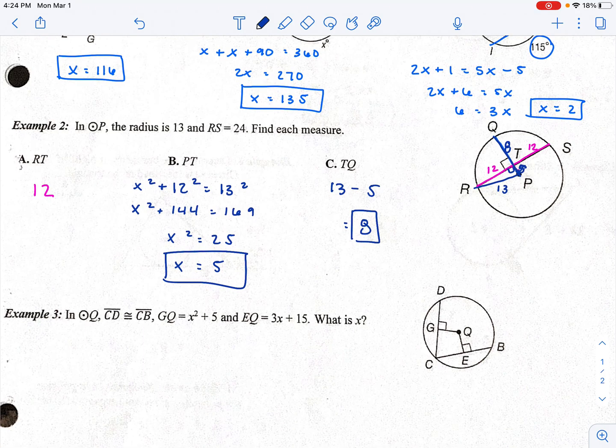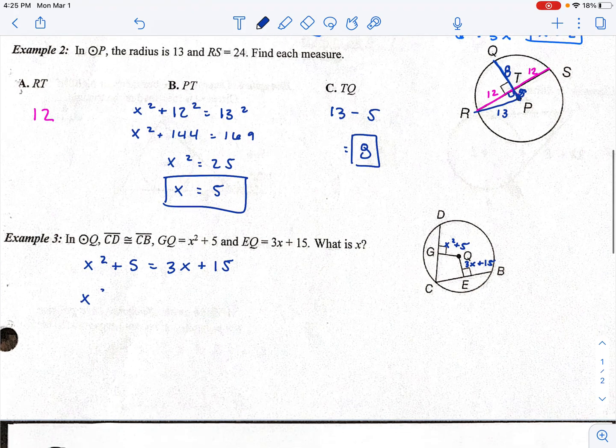All right, last one here. It says QG is x squared plus 5, and EQ is 3x plus 15. Well, how do those relate to each other? Well, those should be equal. So I've got x squared plus 5 equals 3x plus 15. Move the 3x and the 15 over to the other side in order to factor.